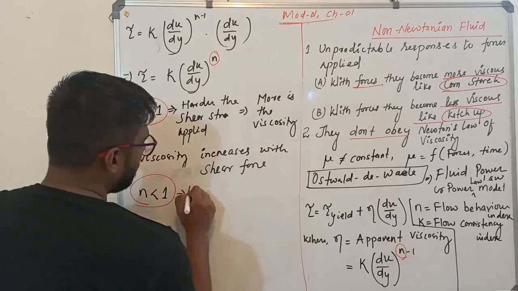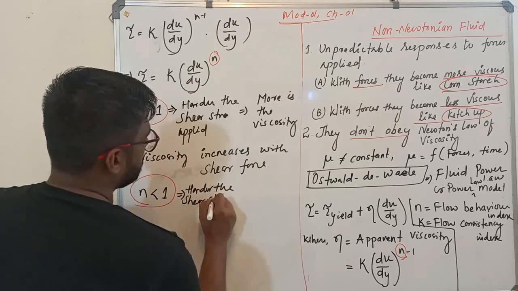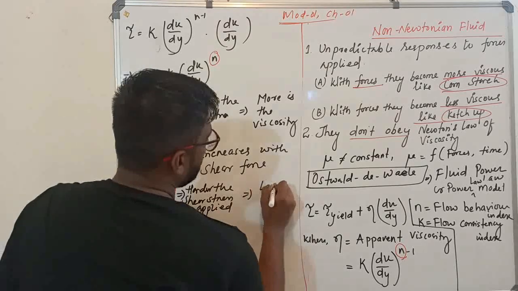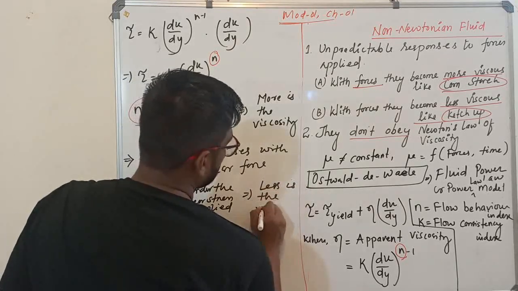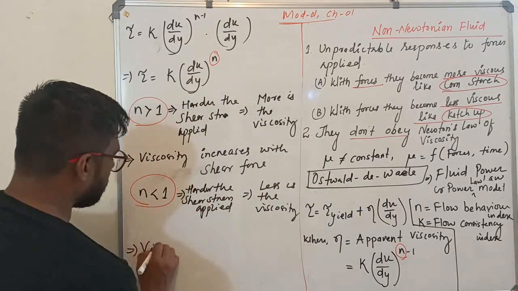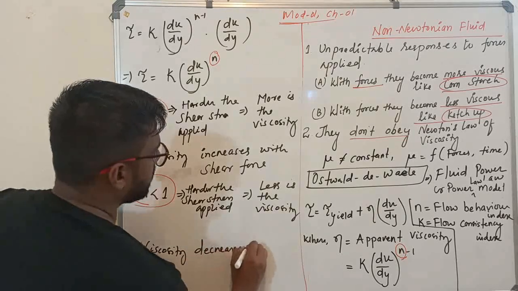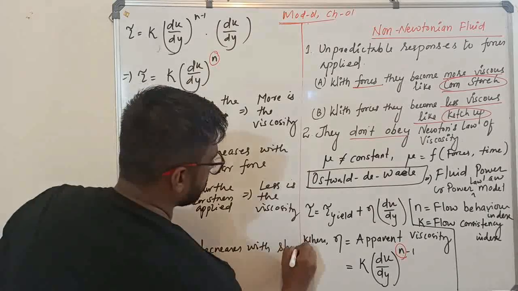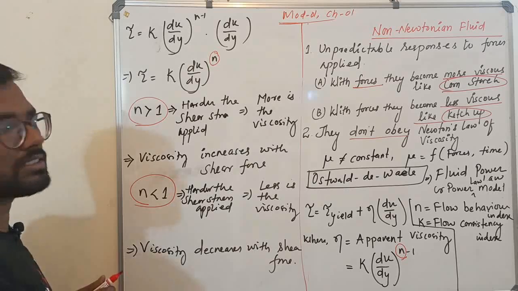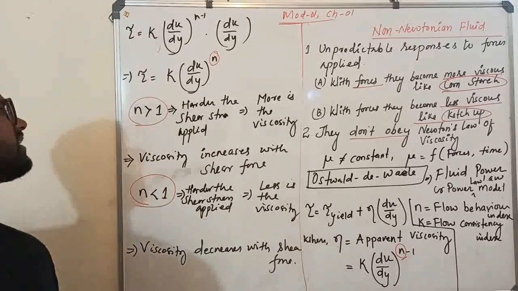So simply write, the harder the shear stress applied, the less is the viscosity. This implies you can write here: viscosity decreases with shear force. So when you apply more shear, n is less than 1, so viscosity decreases.